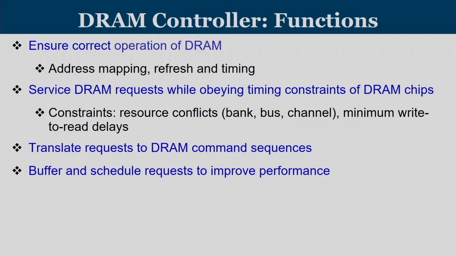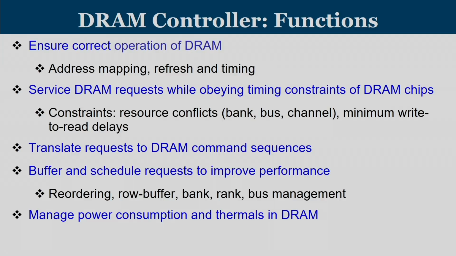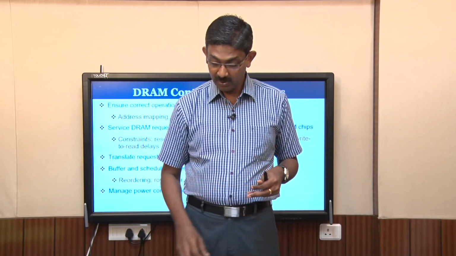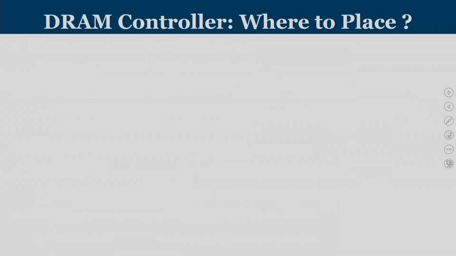We have to buffer these requests, which is called queuing, and from the buffered requests you have to pick certain requests, which is called scheduling. Once you get multiple requests, which one to pick is called DRAM scheduling. Scheduling is also an important operation. Sometimes you may have to reorder the requests you get. Reordering, row buffer management, bus management and rank management are there. And above all, there is management of power and thermal aspects of DRAM. The DRAM is going to consume power, so if I schedule in a certain way, I could get better power efficiency. That is done by turning off certain DRAM chips or moving into certain specific modes in DRAM.